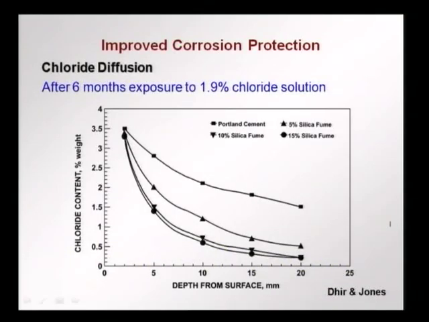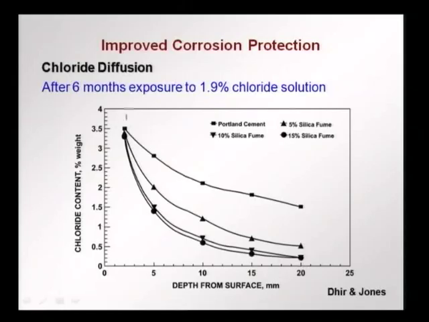And if we look at the chloride content in a concrete that is exposed to chloride solution, this is a graph from Deere and Jones, where they show data of tests after 6 months of exposure to 1.9% chloride solution, different concretes. This is the concrete with only a Portland cement binder. This is the chloride content as a function of the distance from the surface.